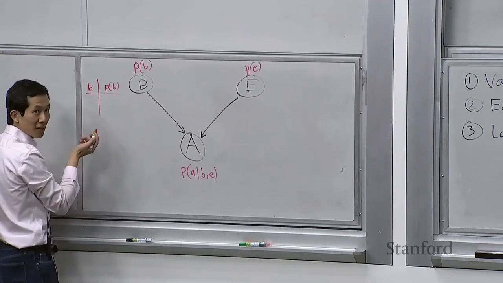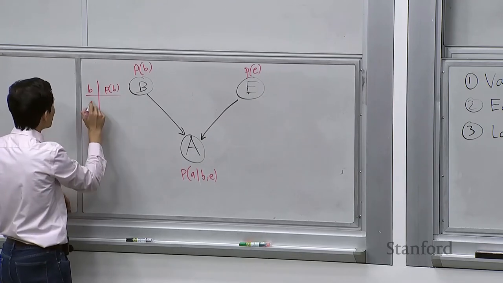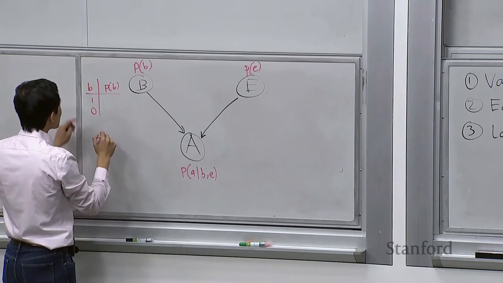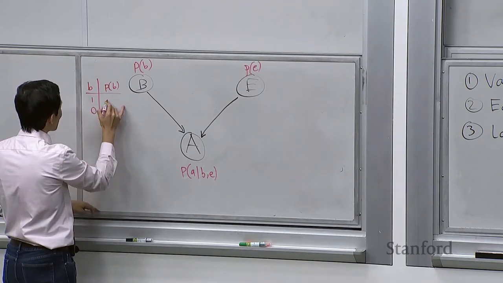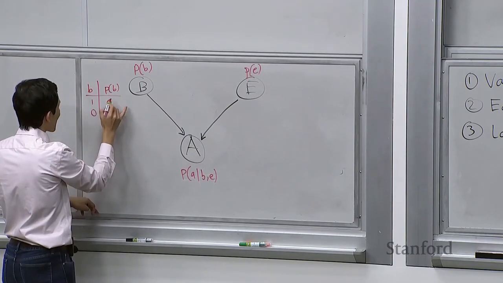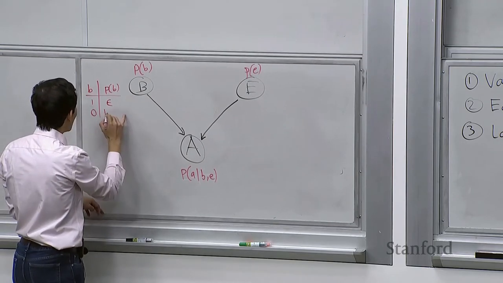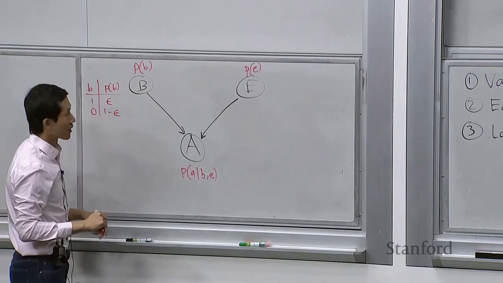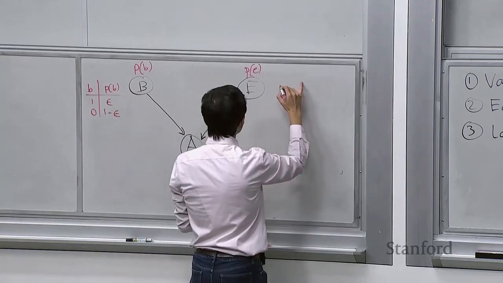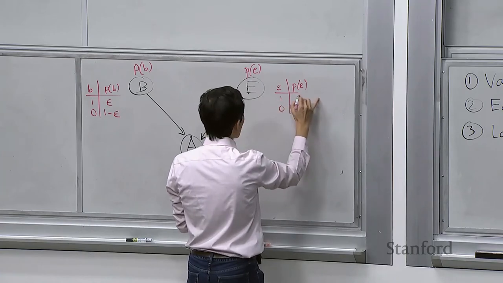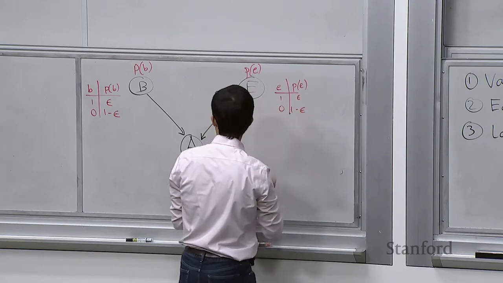What are the possible values of B? 0, 1. So let's say the probability of a burglary is epsilon. Epsilon generally denotes a small number, which you hope to be the case here. So this must be 1 minus epsilon because it has to sum to 1. And for simplicity, let's say that the probability of earthquake is also epsilon and 1 minus epsilon.